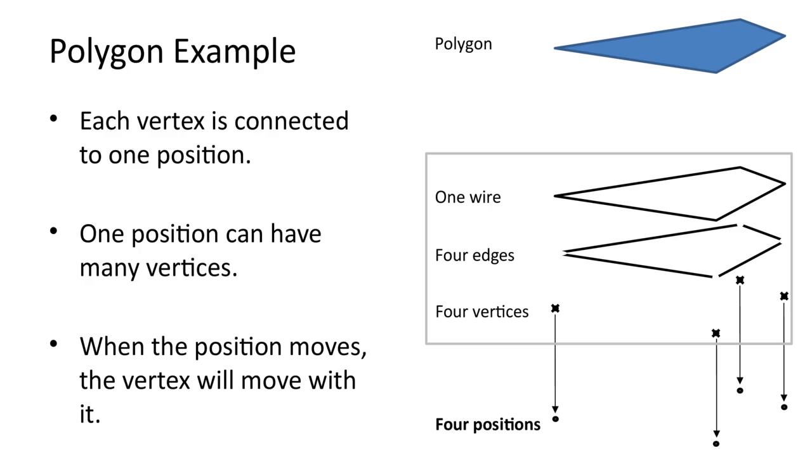Finally, the vertices are connected to positions. The positions are the only entities that store any information about spatial location. If the positions move, the polygon and all its internal structure will move with them. If you move a polygon, you are in fact just moving the positions.